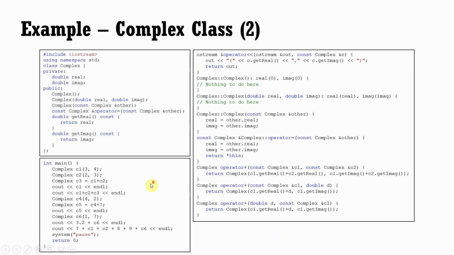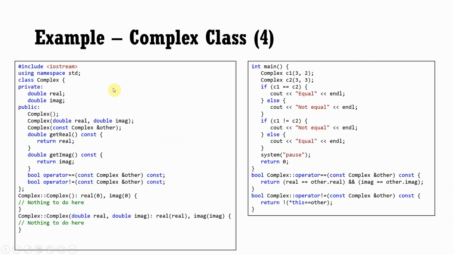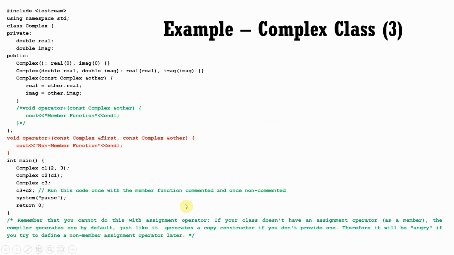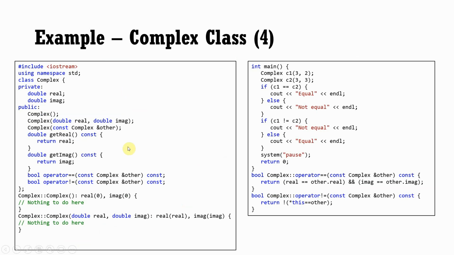Like here, we defined a non-member plus operator, but we don't do that for the assignment operator. The assignment operator is going to be a member function. We don't want to have two assignment operators, one member function and one non-member function. Well, this one depends on the compiler, but it's not a good habit to have both of them.